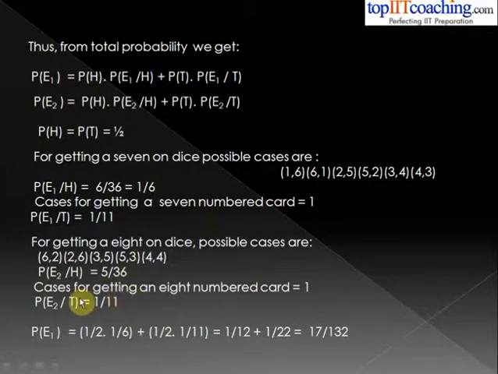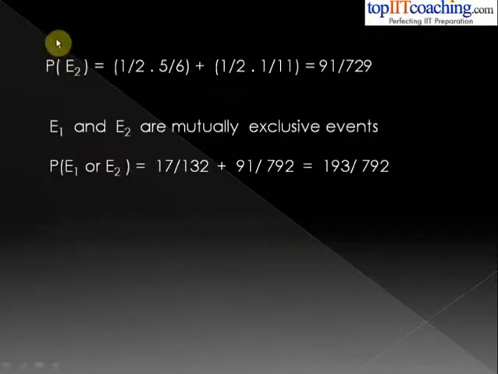Thus P of E1 would be equal to, putting these values in, 1 by 2 into 1 by 6 plus 1 by 2 into 1 by 11. This is equal to 1 by 12 plus 1 by 22, and this is equal to 17 by 132. Thus the probability of getting a 7 is 17 by 132. Similarly, the probability of getting an 8 is equal to 1 by 2 into 5 by 36 plus 1 by 2 into 1 by 11, and that is equal to 91 by 792.